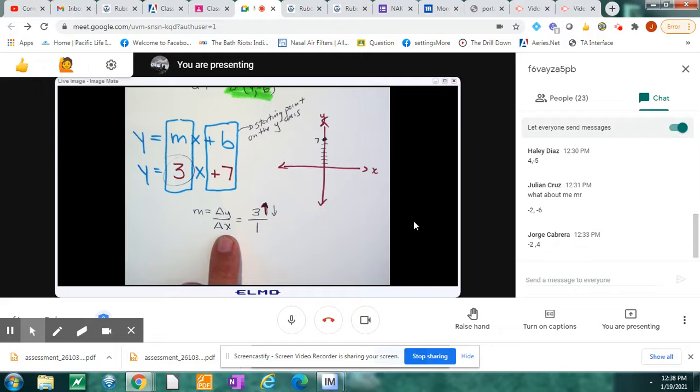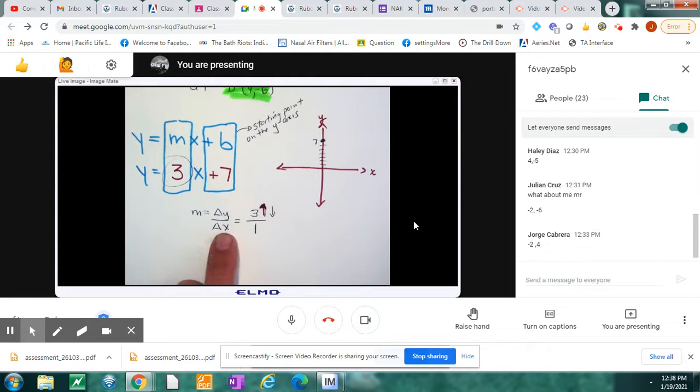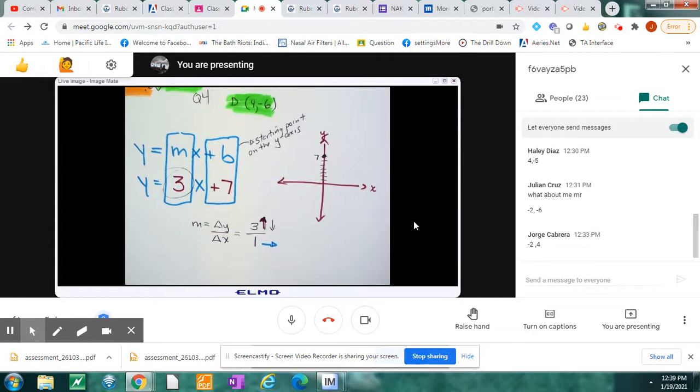20 over 1 is 20, right? So because we need to move it 3 up, but then remember, X goes positive, negative. So now it's going to go to the right. So now this is where we're going to move it. It's called a slope, right? It's a slope. It's like when you're skiing.